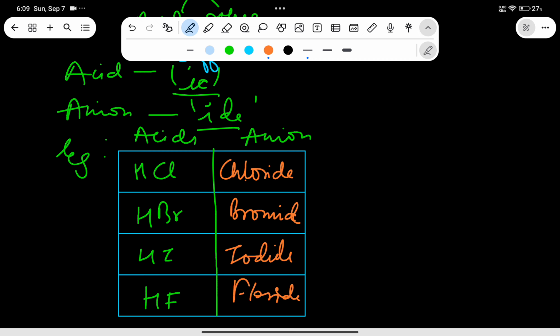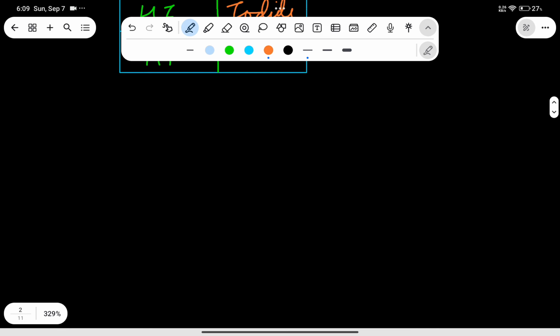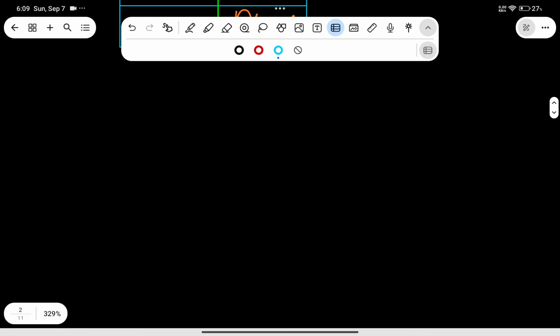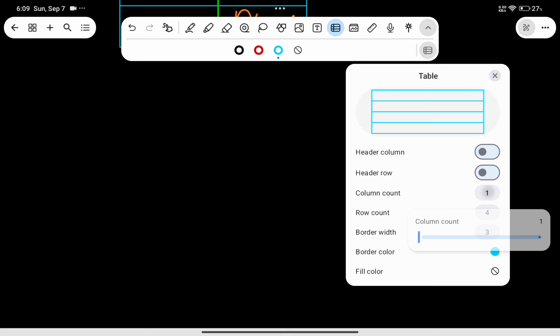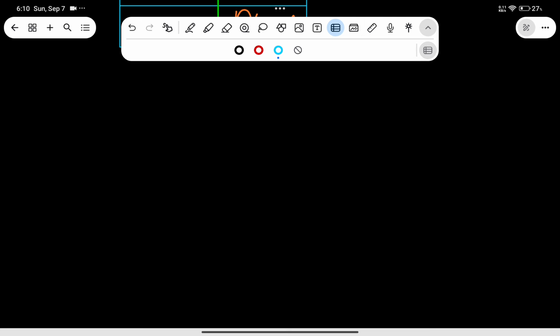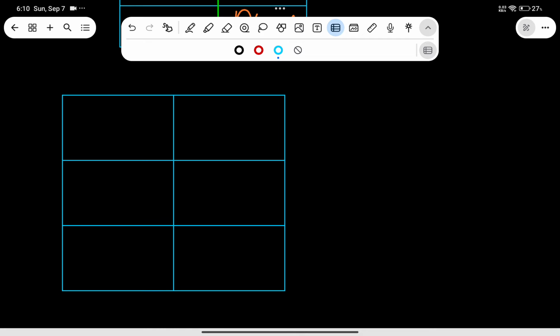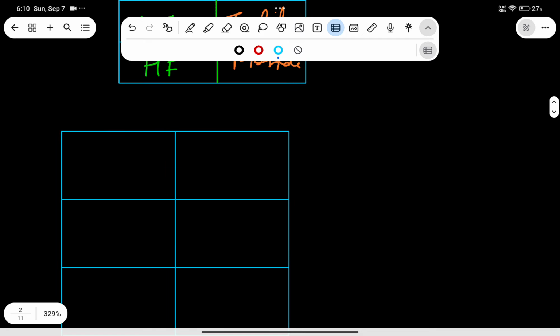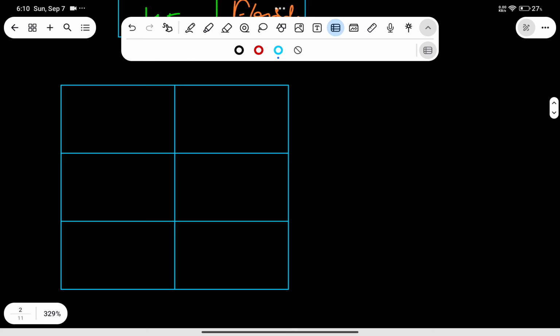Alright, so basically this is how you can name the anion of the acids which are non-oxo acids, or we can say which are covalent hydrides. There are some more examples except these acids. So we'll make it 2 rows, and we'll have 3 columns. Let's make this, and we will cover some examples in it.